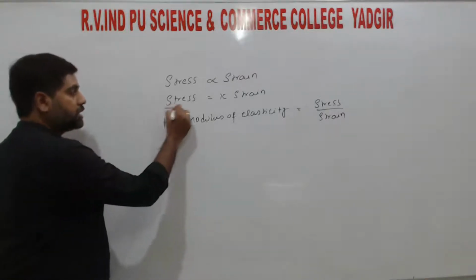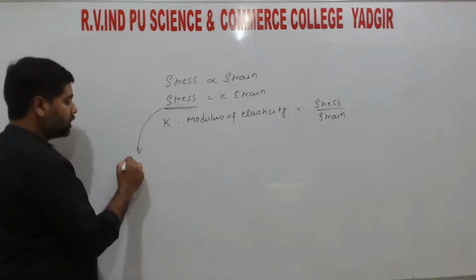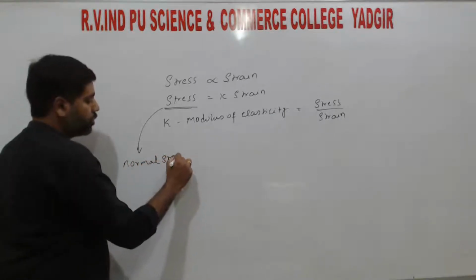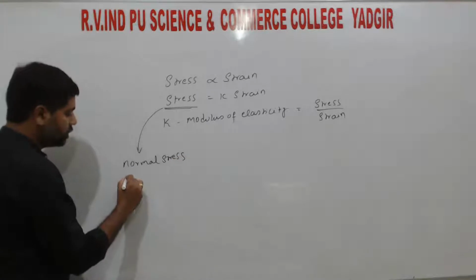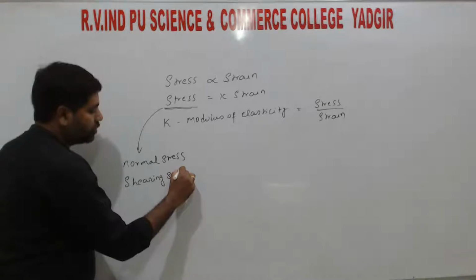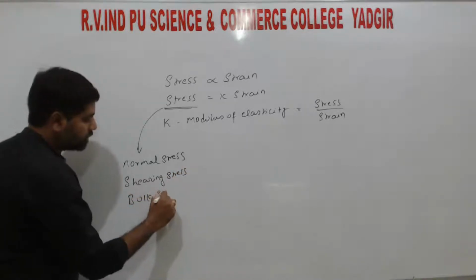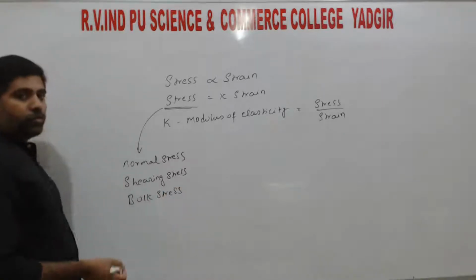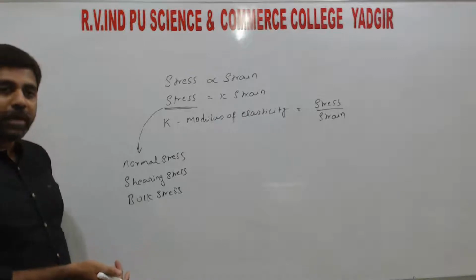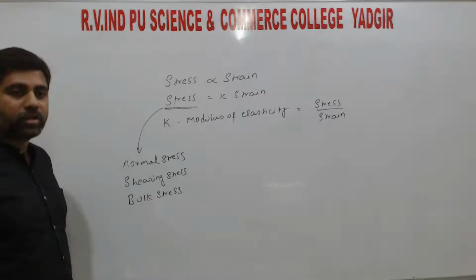Individually we discussed stress. In stress we have three types: normal stress, shearing stress, and the third one is bulk stress, right? Due to these stresses, there is a change in configuration of the material from the original configuration, and that we call the strain.